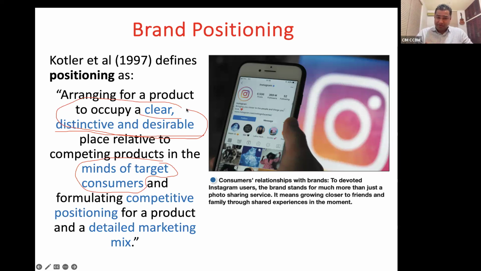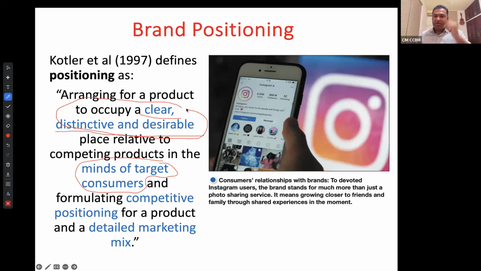So brand positioning is at the heart of marketing. If you position your product correctly in the mind of the customer, you can charge any price. So you have to carefully position the product in the mind of the customer. Strong positioning will create revenue and profits.